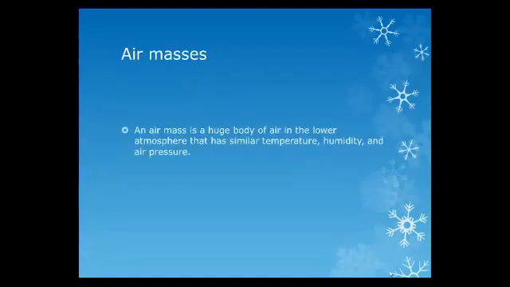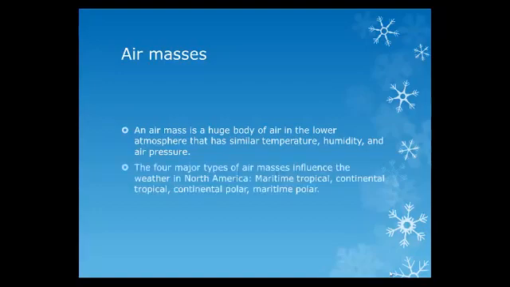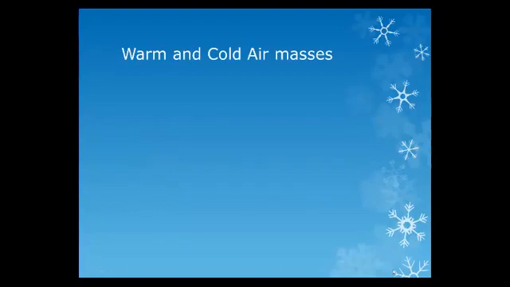An air mass is a body of air that has a similar temperature, humidity, and air pressure. Remember, humidity is moisture content, the amount of moisture that's found inside of that body of air. The four major types of air masses that affect the continental United States are maritime tropical, continental tropical, continental polar, and maritime polar. Warm and cold air masses.